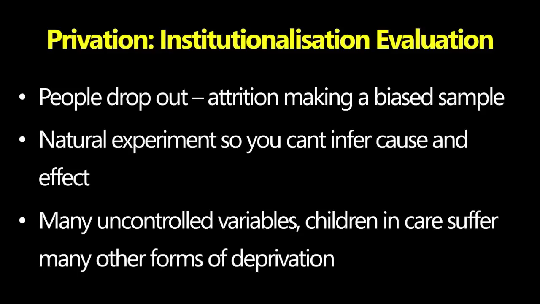Finally, there are many uncontrolled variables. Institutional care involves more than just maternal deprivation, such as children often suffer many other forms of deprivation, like poor diet, lack of stimulation. Therefore, it's difficult to isolate the effects of breaking the maternal bond. And also another thing is that institutionalised children do not experience total privation because they have peer support. They have each other, really, all the other kids in the orphanage or care home. And institutional care can involve more than just emotional deprivation. We may be confusing deprivation from physical care and lack of attachments.